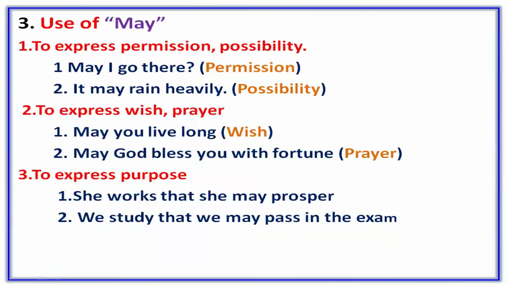Now rule 3 is the use of may. In which situation can we use the modal may? We have some rules here. We will see them one by one. First one, to express permission, possibility. See examples. May I go there? Or may I come in, sir? These are permission. It may rain heavily. It is possibility. It may rain heavily, or it may be sunny, such kinds of possibility situations.